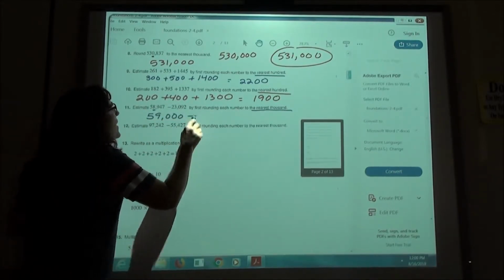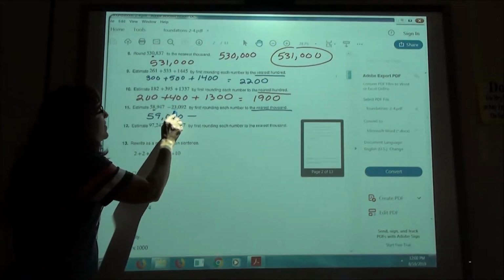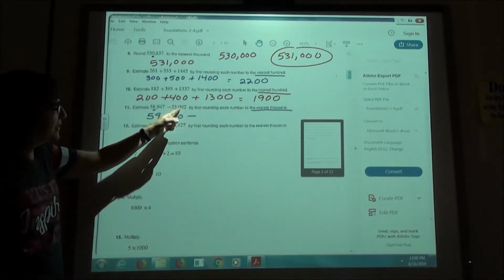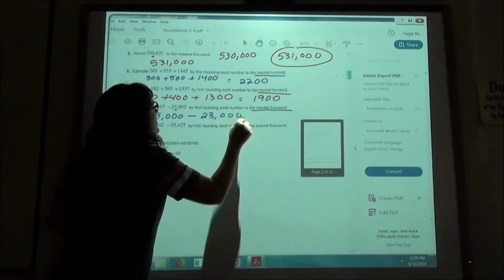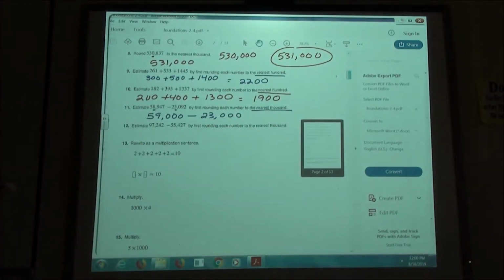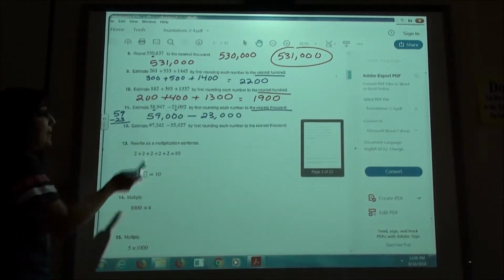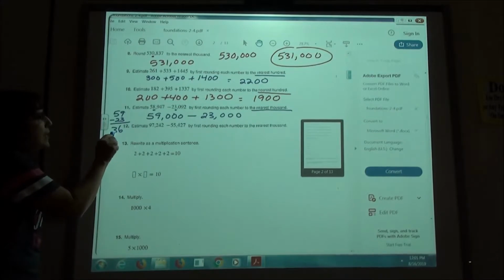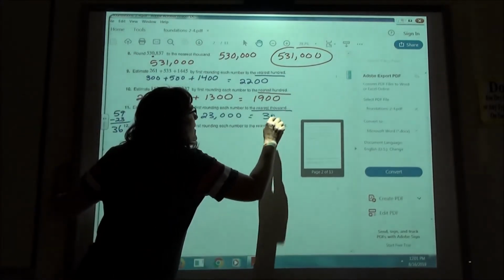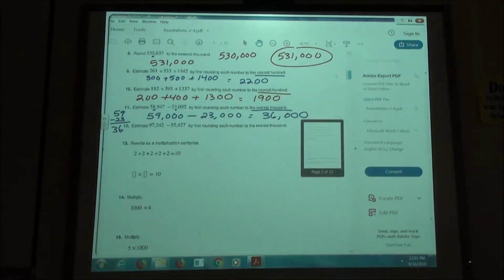59,000. Minus, in this case, the 3 is in my 1,000 spot. It's followed by a 0, so we're going to leave it alone and leave that at 23,000. So what I'm thinking about here is I'm taking the 59 minus the 23. 59 minus 23, 9 minus 3 is 6, 5 minus 2 is 3, so I'm going to end up with 36,000 when I estimate my answer.